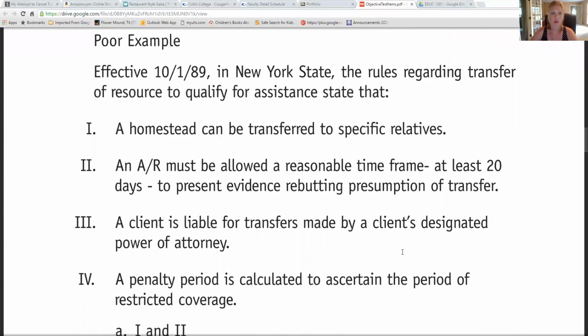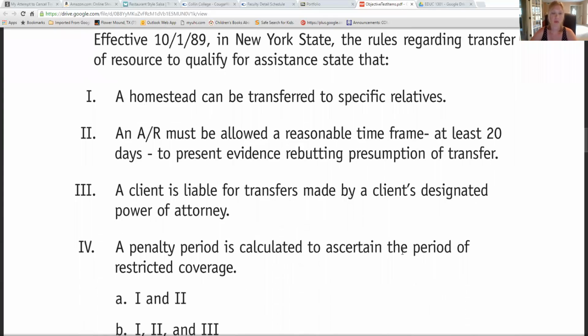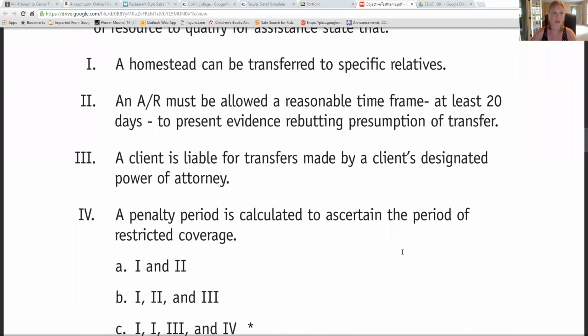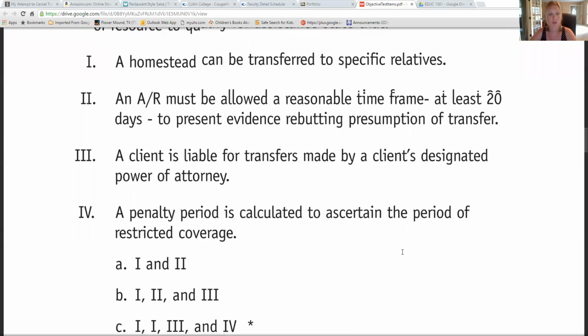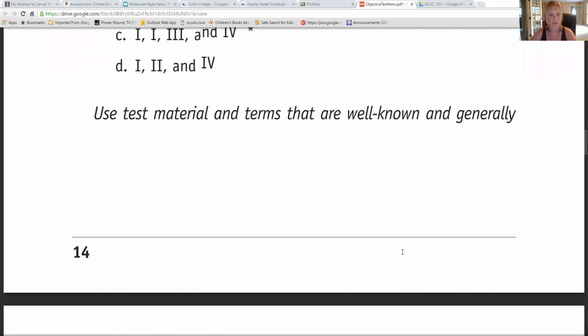Okay, and you also don't want to do these complex multiple response ones where it's possibly 1 and 2, 1, 2 and 3, 1, 2, 3 and 4. Again, it's just really hard to determine what they're actually knowing. The purpose of the assessment is to find out what they know and what they don't know. And so these types of questions make it more difficult to assess that.